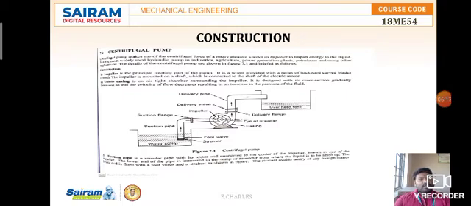When it comes to the impeller, the impeller will have a series of blades which are mounted over the impeller, and in turn are mounted on the shaft. So this is the impeller. So this is all about the impeller.